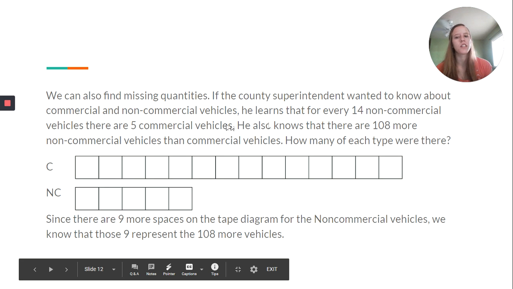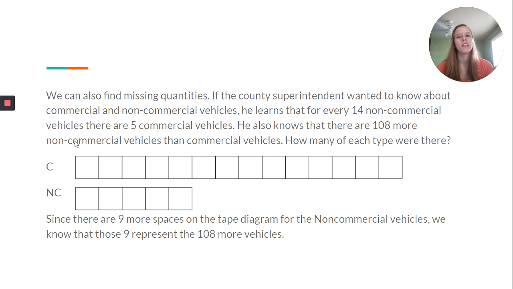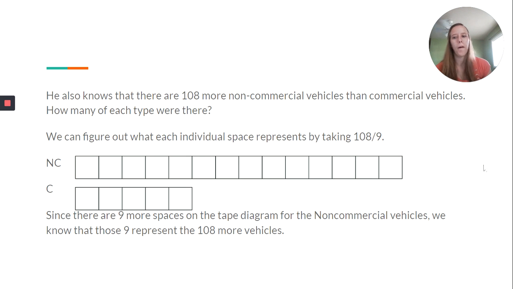And then he also knows there are 108 more non-commercial vehicles than commercial. So how many of each type are there? We know that because there's 14 up here and 5 spaces down here, there are 9 more that represent the non-commercial vehicles. And those 9 also represent the 108 more vehicles. So now it's changed. So again, I apologize.